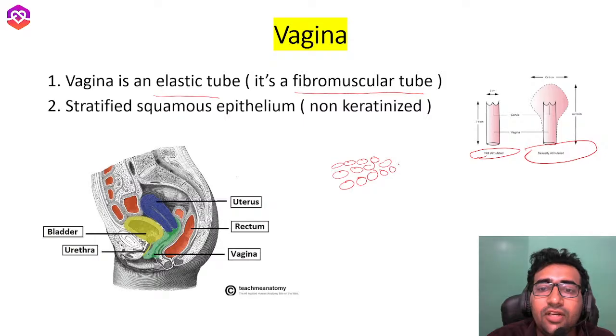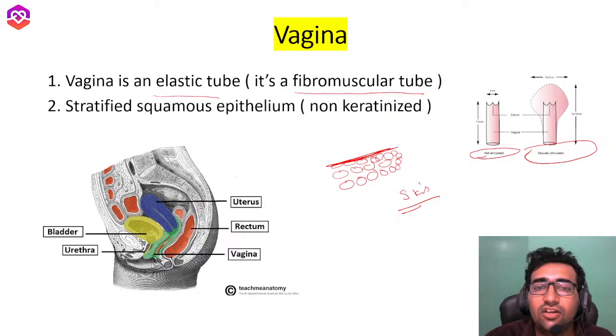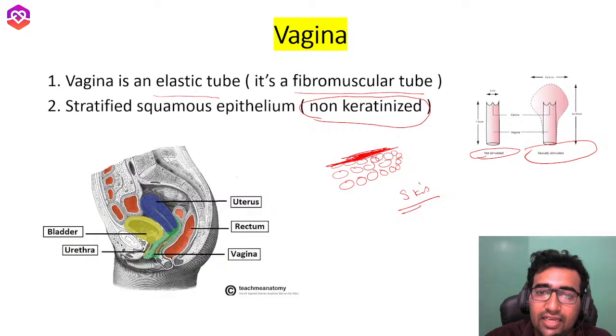Stratified squamous epithelium. Where have you seen stratified squamous epithelium before? Of course, in skin also. So the vaginal inner lining is made up of stratified squamous epithelium. Is it keratinized or non-keratinized? It is not keratinized in the vagina, but keratinized in skin. That's the difference between the inner lining of the vagina and our skin. In skin it is keratinized, but here there is no keratin deposition over the inner lining of the vagina. In skin, you can see the keratin deposition.